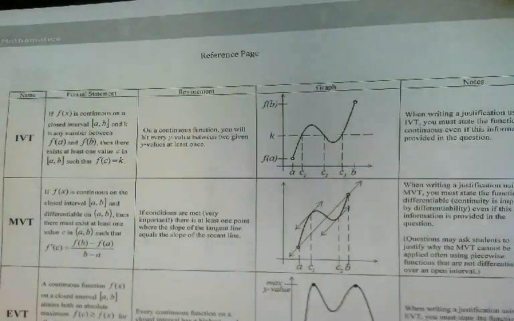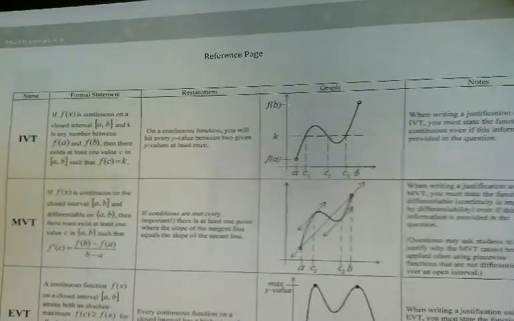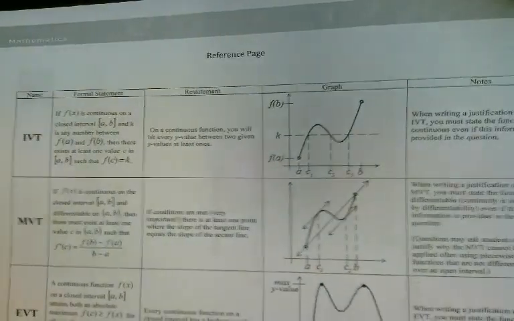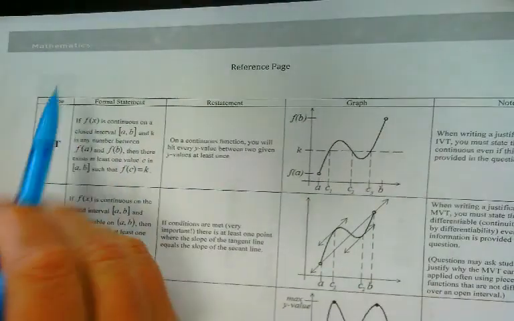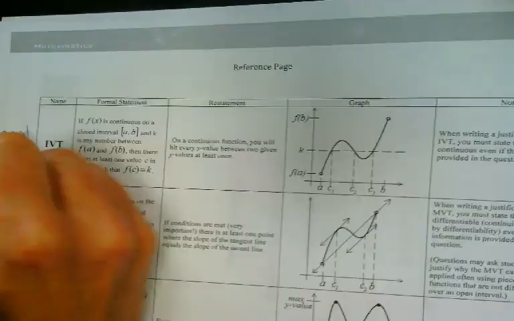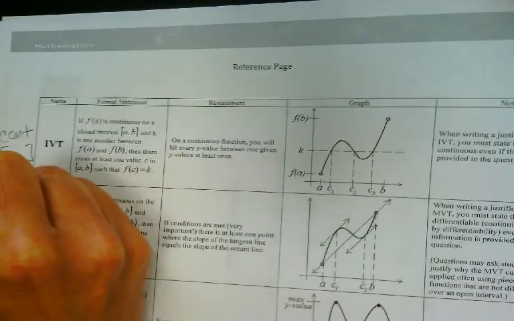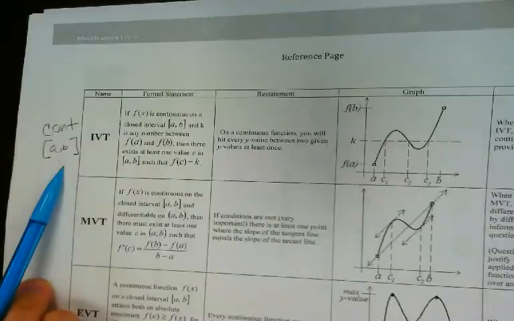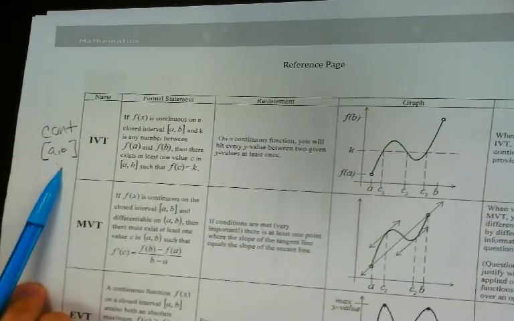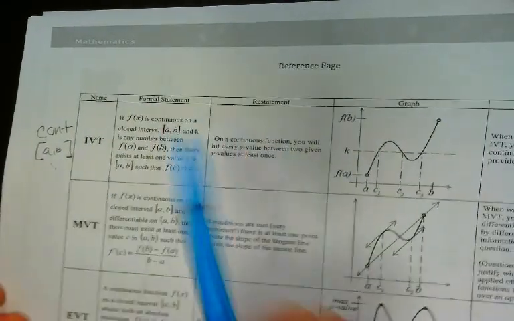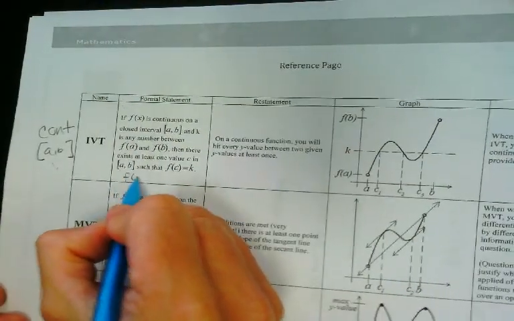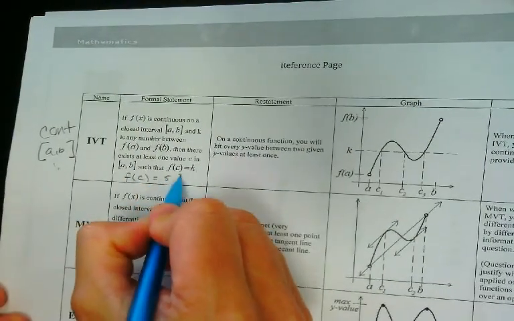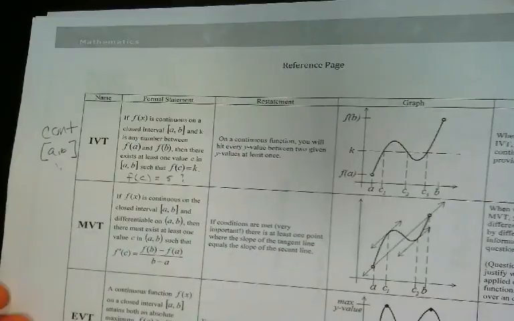So on the last page, again, it summarizes the three theorems. You have the IVT, MVT, and EVT. Just as a reminder, IVT has to be continuous on the closed interval. That is the condition. Anytime they ask if something equals a number, like f of c equals 5, that's your clue that it's an IVT type question.